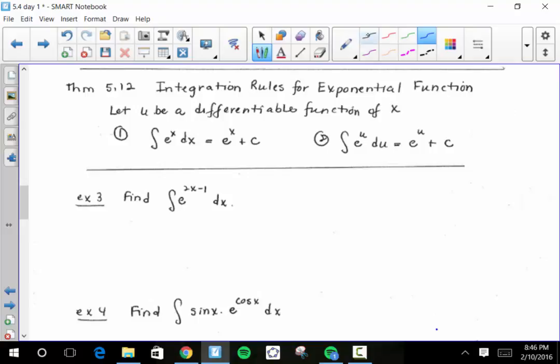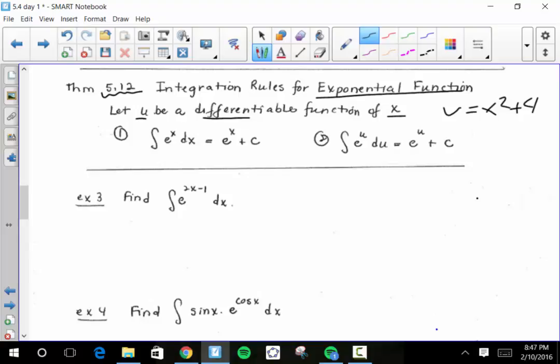We're going to deal with theorem 5.12, integration rules for exponential functions. Let u be a differentiable function in terms of x. For example, u can maybe be x squared plus 4. That's what that's really talking about. So here we're getting the general one. If you take the antiderivative of e to the x dx, well, that's just e to the x plus c. And if you're taking the antiderivative of e to the u, u being some form of x, with respect to u, then you get e to the u plus c.